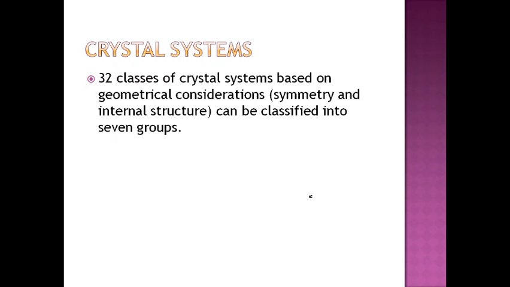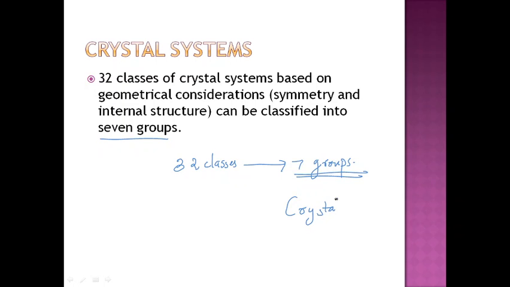So based on different symmetries, there are actually 32 classes of crystal systems, and these 32 classes can be classified into 7 groups of crystal systems. So let us learn about these 7 groups of crystal systems and their basic properties.